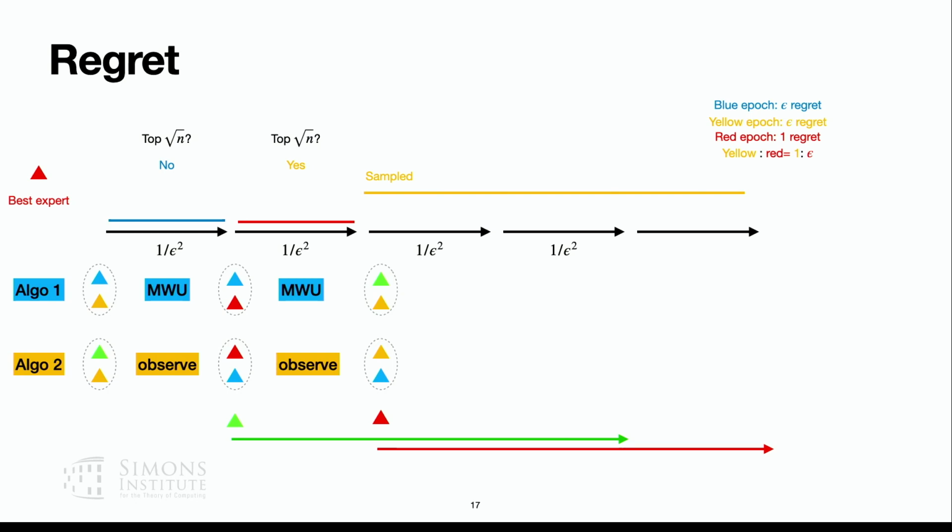But I want to say the length of yellow epochs versus the length of red epochs is 1 over epsilon. The reason is, for each red epoch, with probability 1 over square root n, it will be sampled and kept for square root n over epsilon epochs. So the ratio between yellow and red epochs is 1 over epsilon. So at the end, you don't need to care about the red epochs. They bring you only epsilon regret in total.